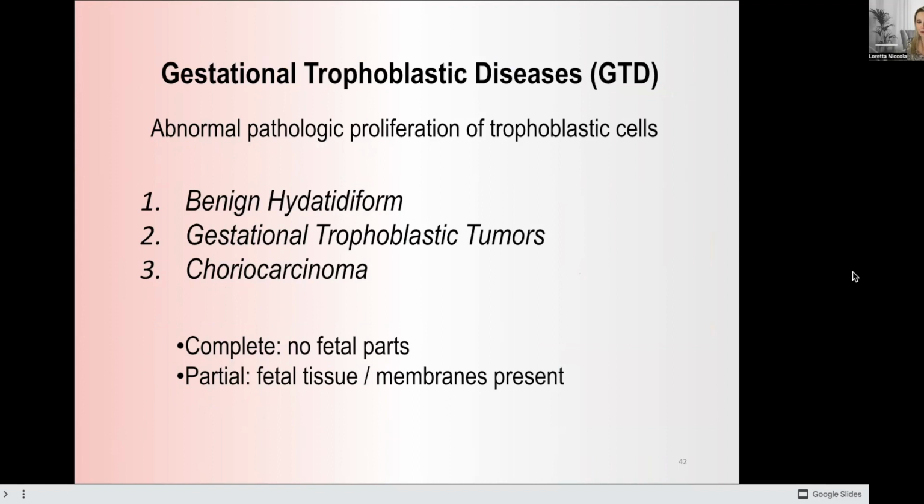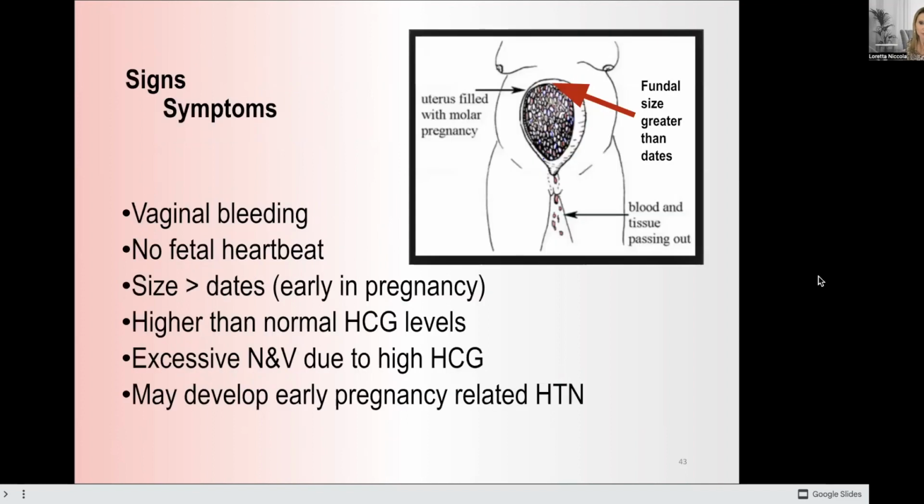So two types of molar disorders. One is complete, where the baby is totally suffocated out of the pregnancy, or it can be a partial, where there's some trophoblastic cells and some fetal tissue. So membranes are still present.